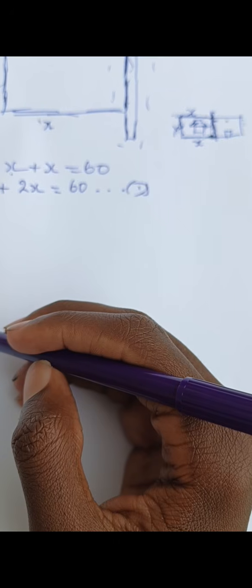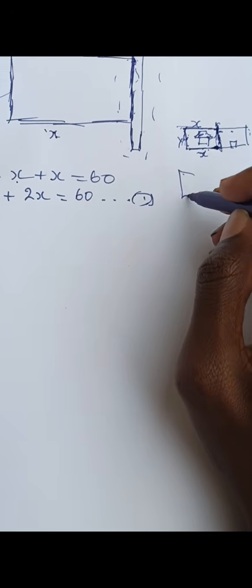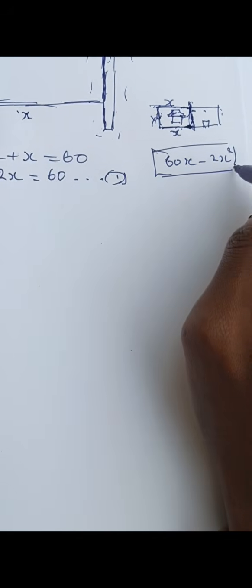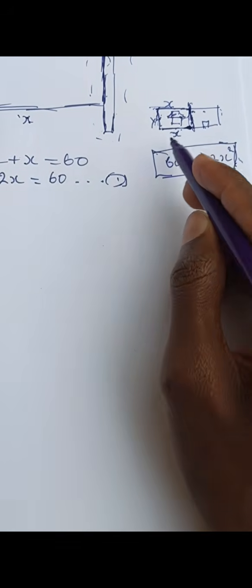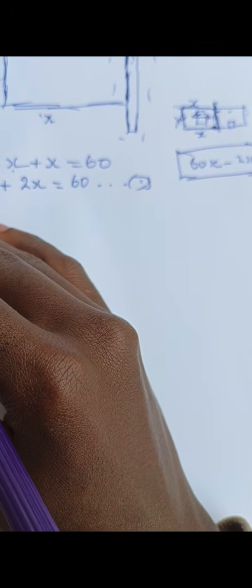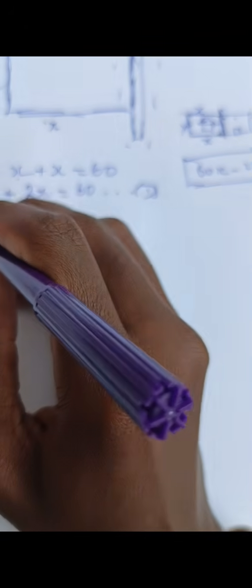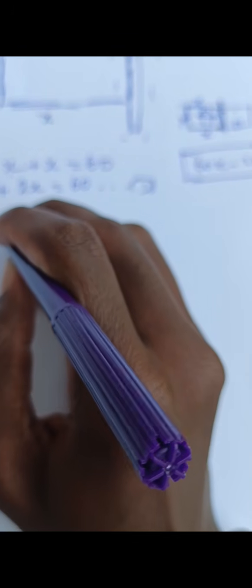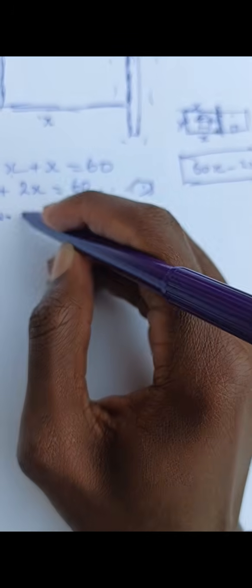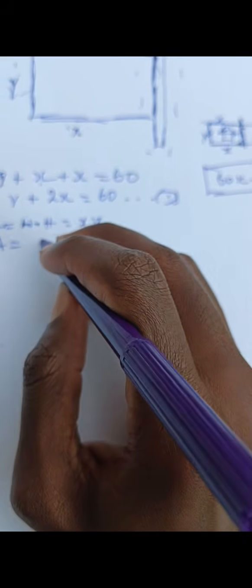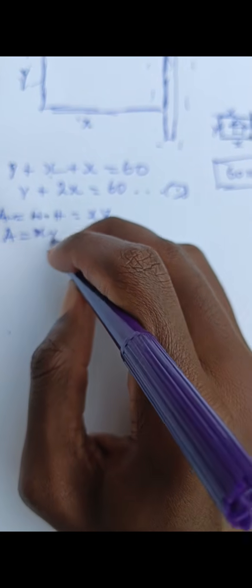Now they're saying show that the area enclosed is given by 60x minus 2x power 2. This is a kind of question whereby they know that it's going to give you this, but they just want you to show it. So they are talking now about the area. Now, what is area? Area is width times height. In this situation, our width is represented by x and our height is represented by y. So basically, area is equal to x times y.